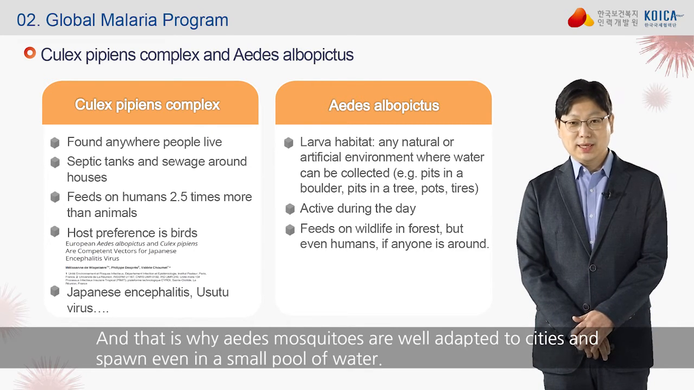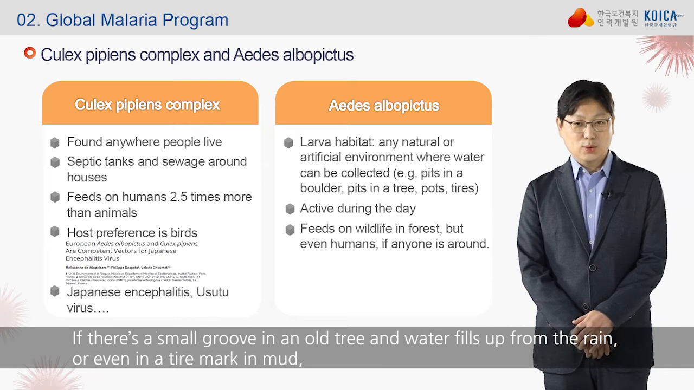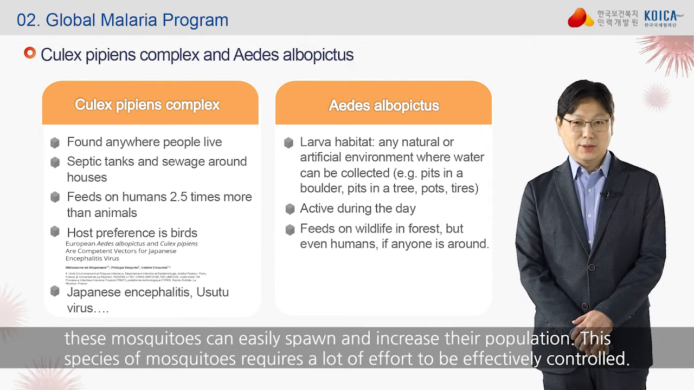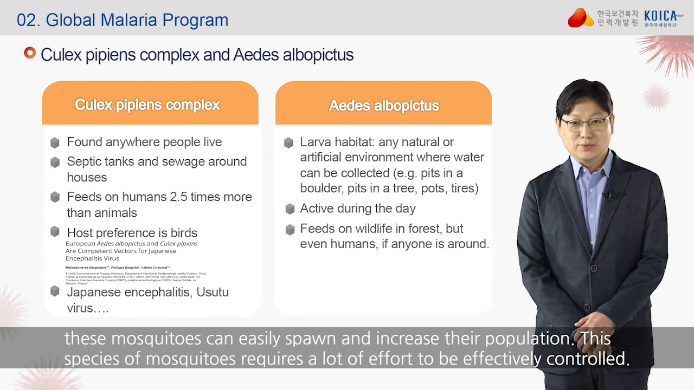And that is why Aedes mosquitoes are well adapted to cities and spawn even in small pools of water. If there's a small groove in an old tree and water fills up from the rain, or even in a tire mark in the mud, these mosquitoes can easily spawn and increase their population. This species of mosquitoes requires a lot of effort to be effectively controlled.